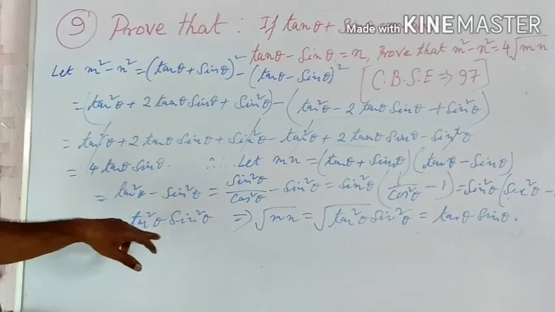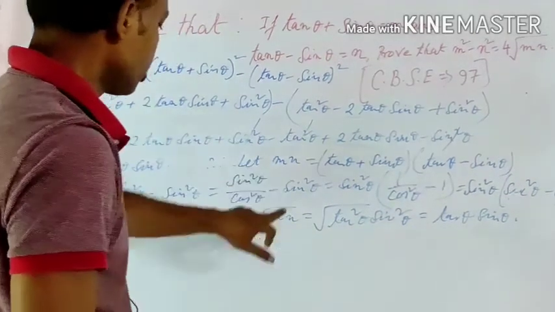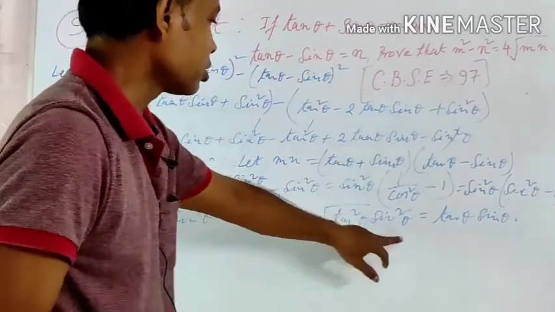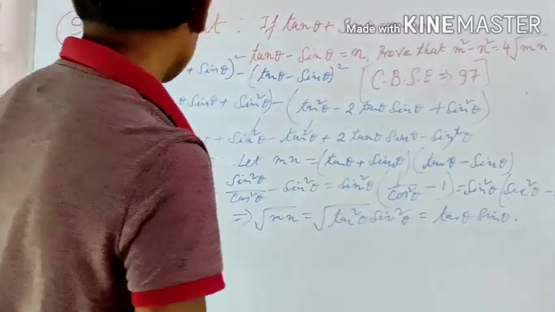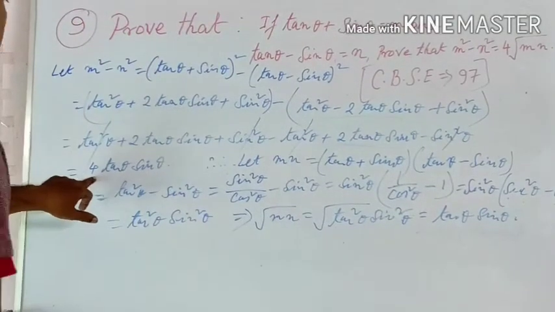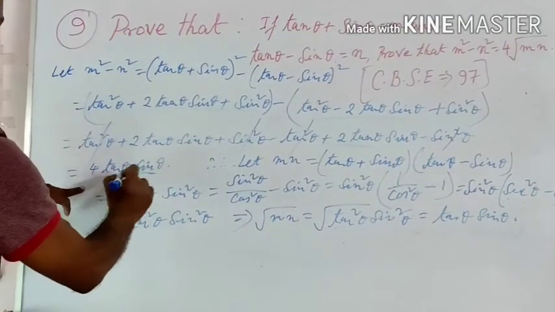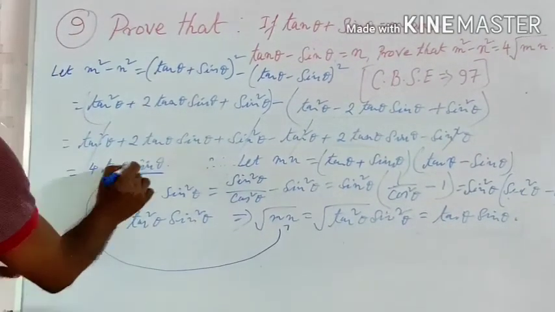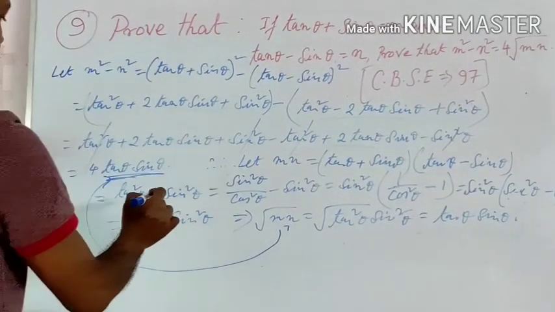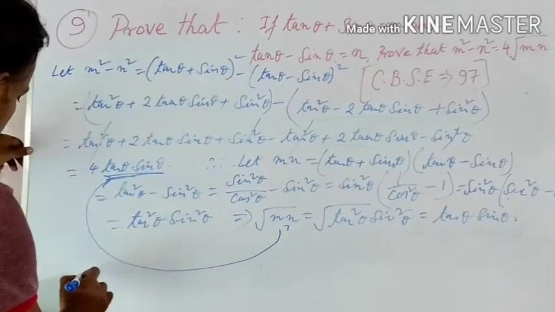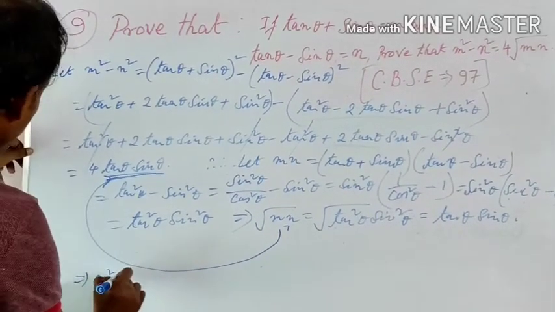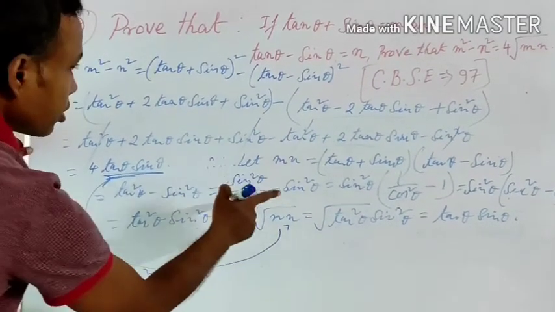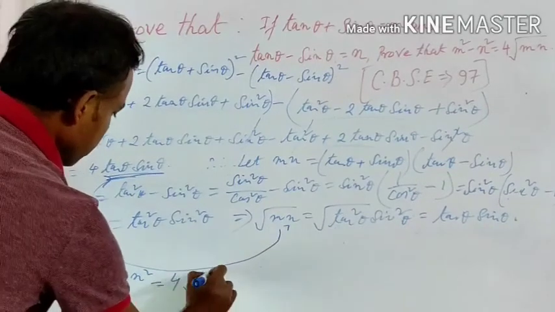So root over mn is equal to root of tan square theta into sin square theta, is equal to tan theta into sin theta. So put the value here: tan theta into sin theta is equal to root over mn. Therefore m square minus n square is equal to 4 into root over mn.